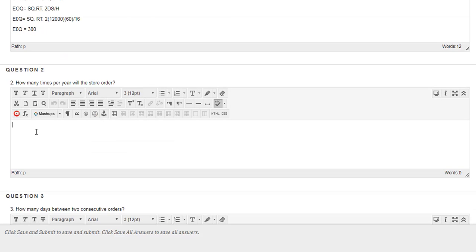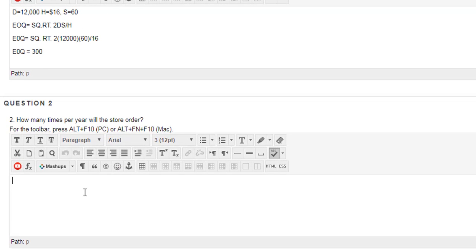So let's go to the second question. Second question asks, again for the same information, how many times per year will the store order? So you'll have a formula sheet with you. So you need to select what the correct formula is for this question here. So the correct formula is the orders per year is equal to capital D, annual demand, divided by the EOQ. There's my formula.